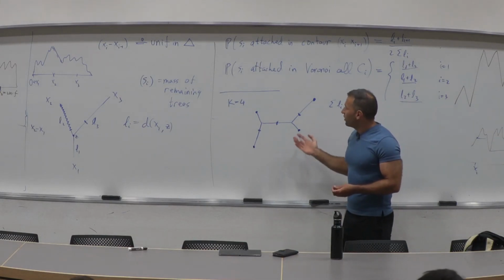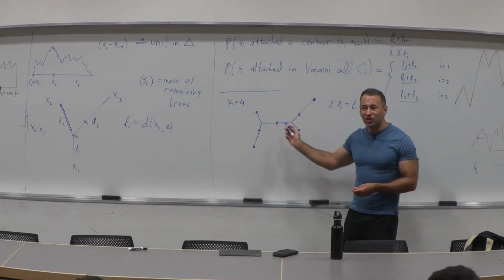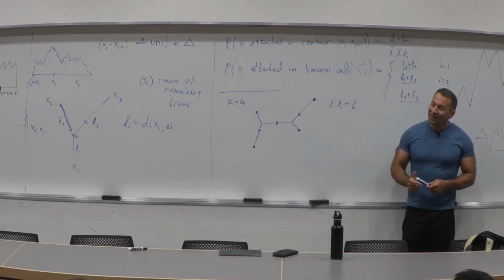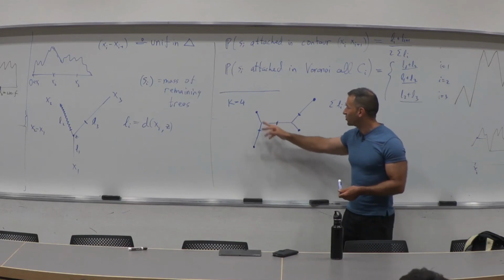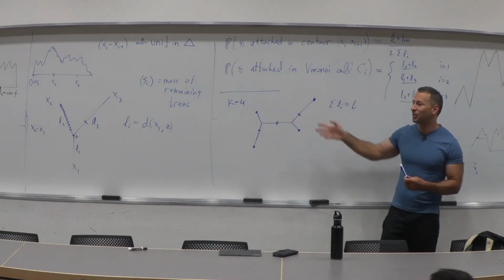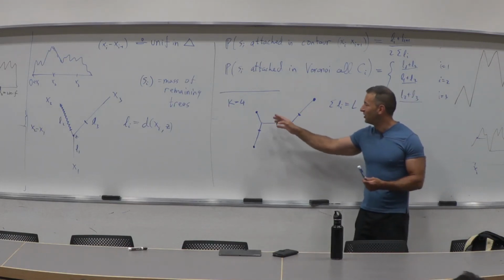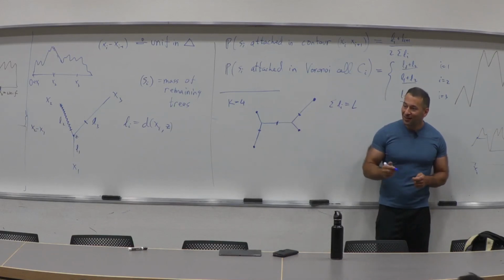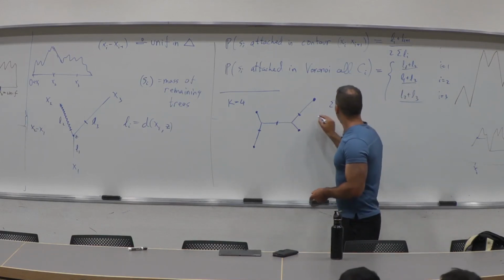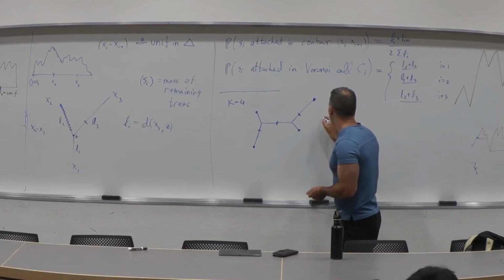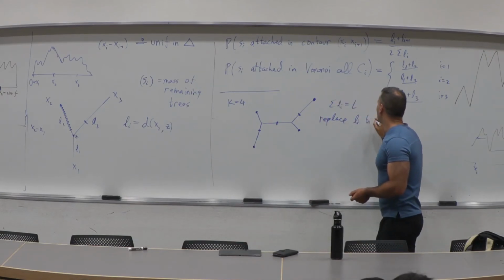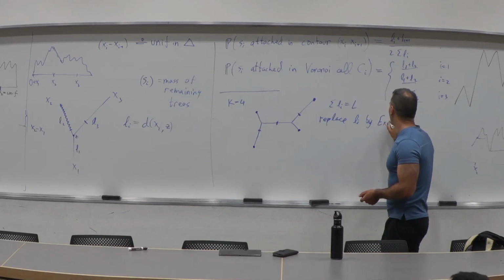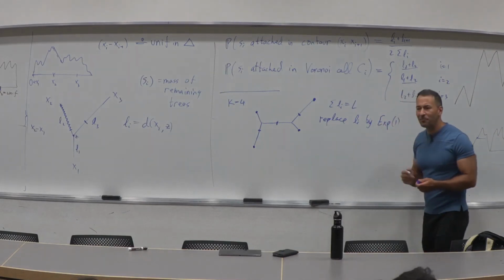So what we work with is a tree with exponential edge lengths. If you take this particular tree, which is what happens if you have 4 points and you put 5 independent exponential edge lengths, we replace Li by independent exponentials with rate 1.